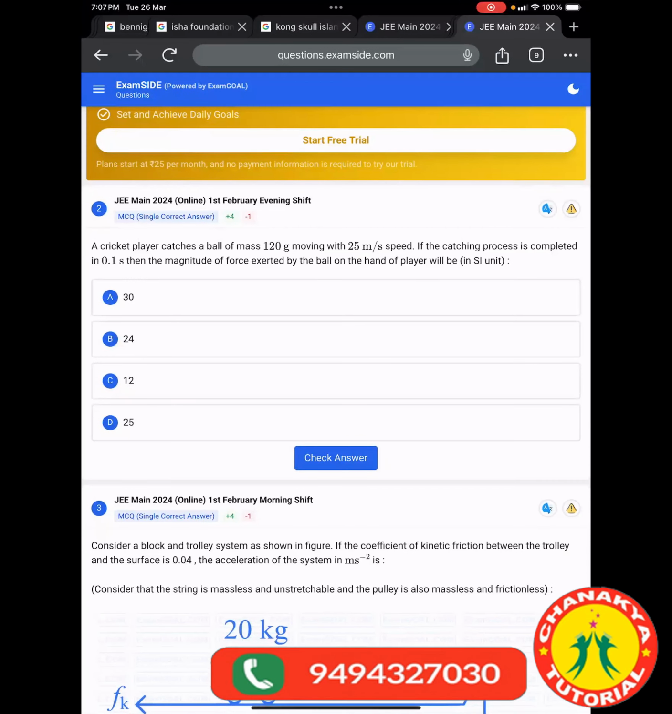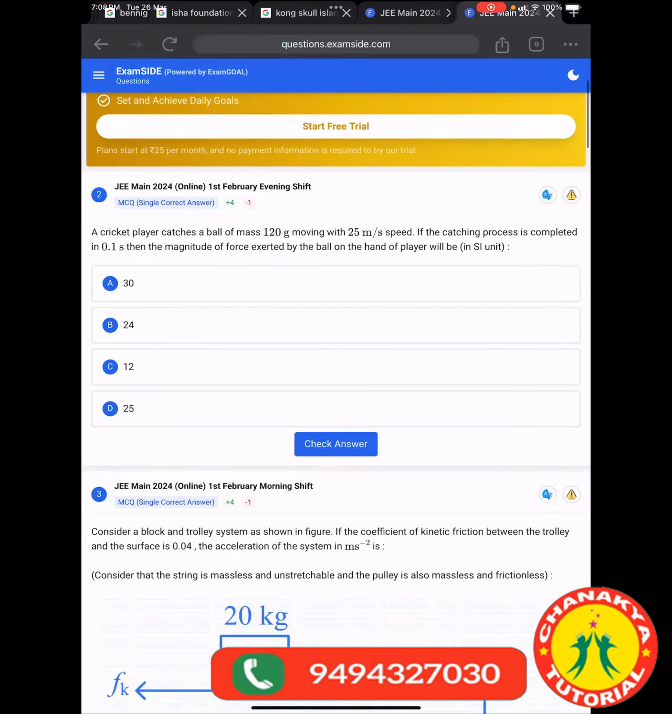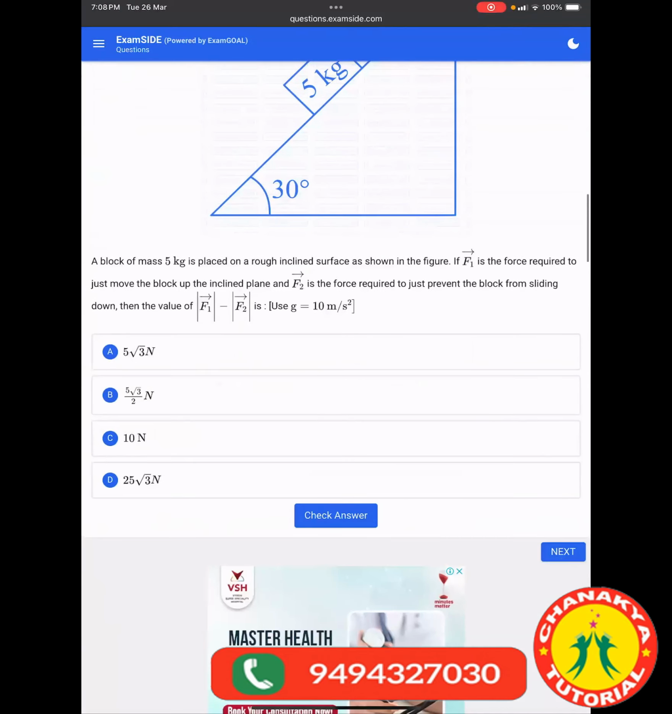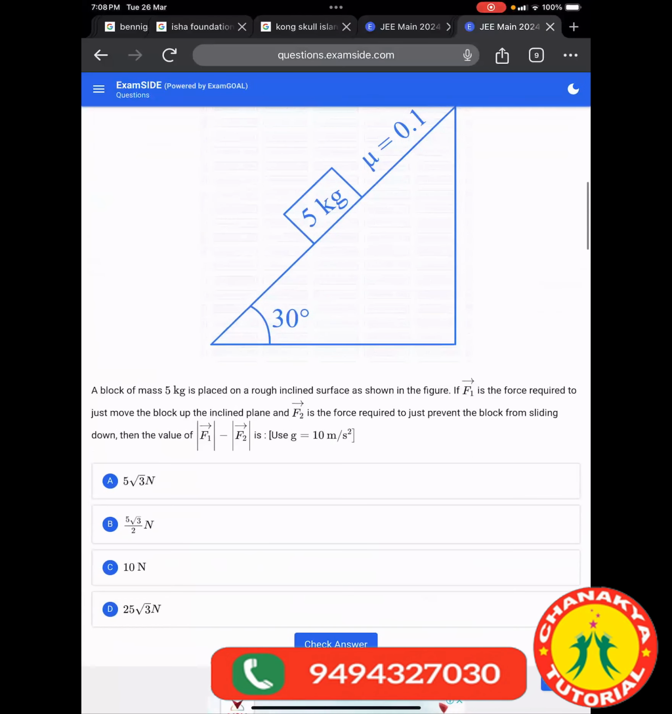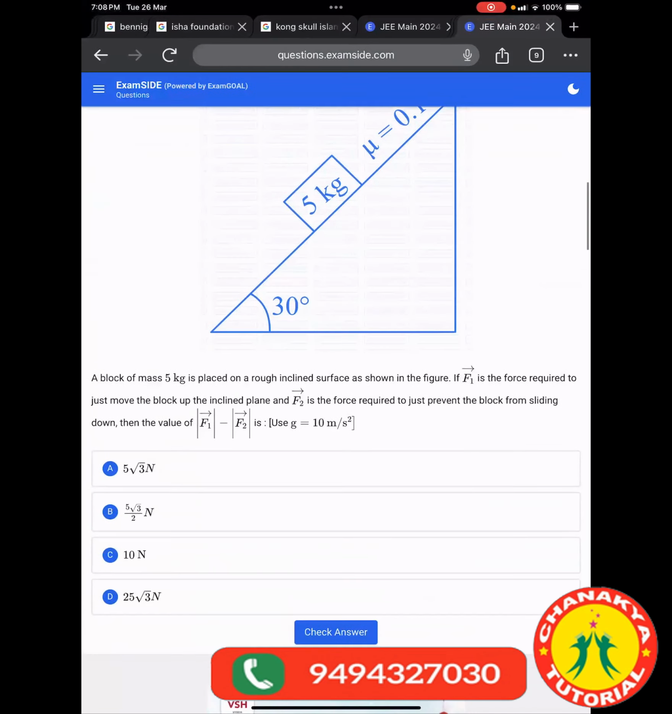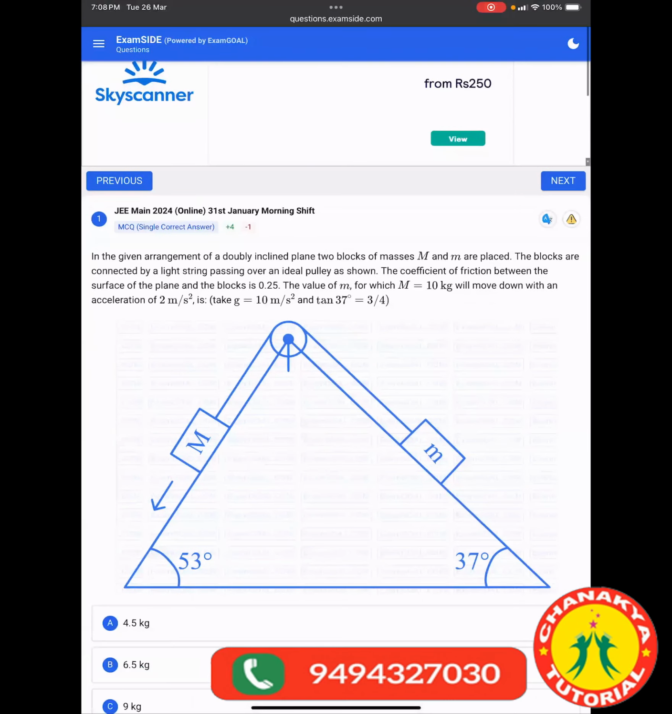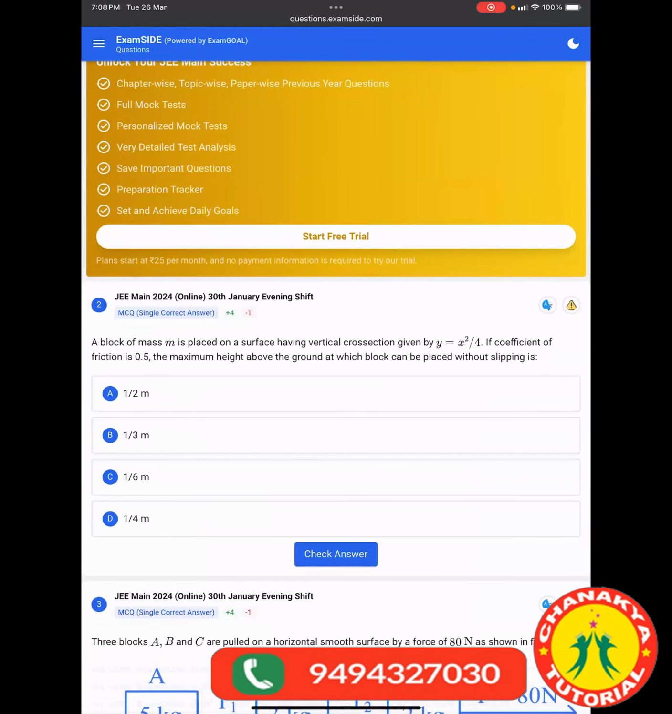Try this second question. Did we do this question before? I think we did, right? A cricket player catches a ball of mass 120 gram moving with this much speed. If the catching process is completed in this much time, the magnitude of force exerted... We did, right? Yes, sir. Okay, let us do something different. This one I gave you as homework, no? Did you guys do it? You didn't. Okay, no problem.